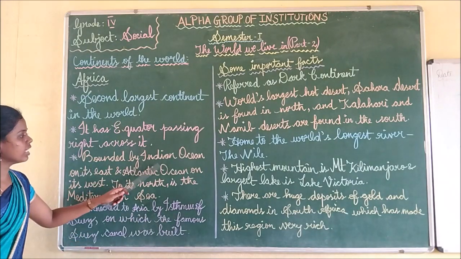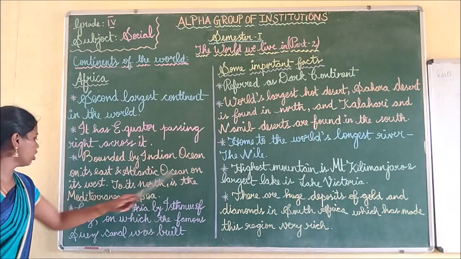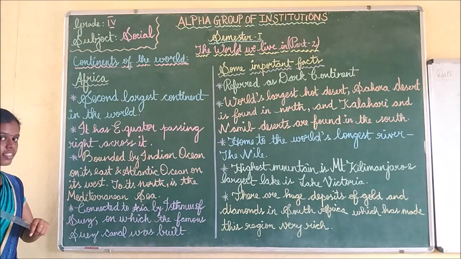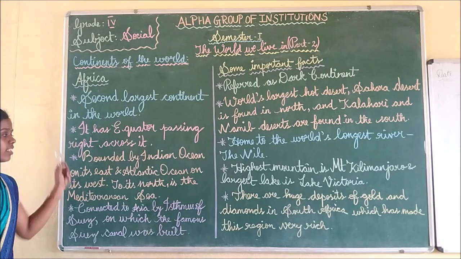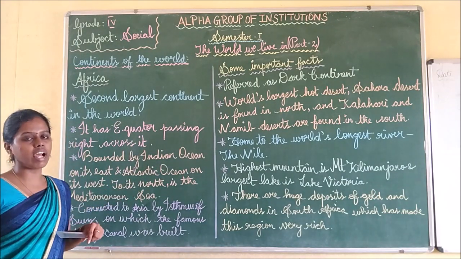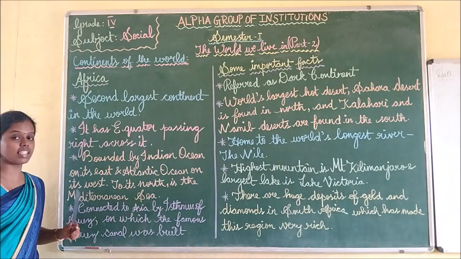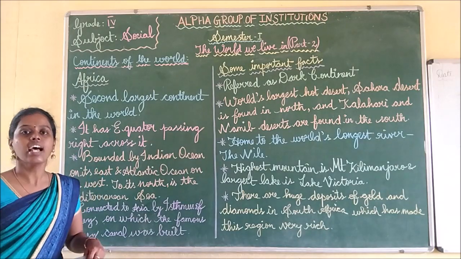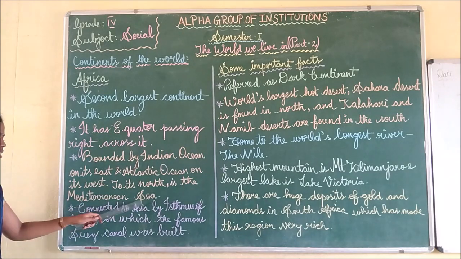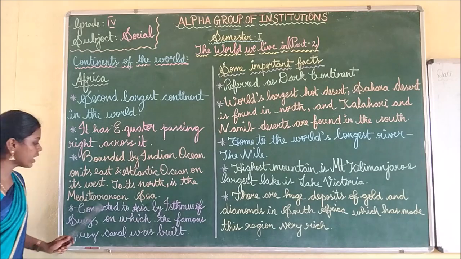Then, it is bounded by the Indian Ocean on its east and the Atlantic Ocean on its west. So, what are the boundaries on the eastern side and western side? Africa is bounded by the Indian Ocean on its east. In the eastern side of Africa, there is the Indian Ocean. The Atlantic Ocean is on its west. In the western side of Africa, there is the Atlantic Ocean. To its north is the Mediterranean Sea. So, in the northern part of Africa, there is the Mediterranean Sea.